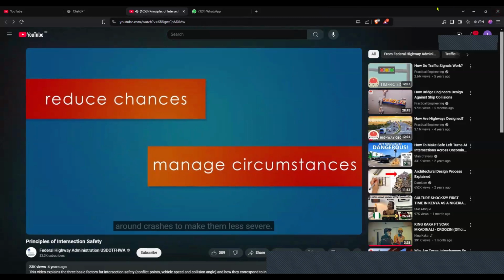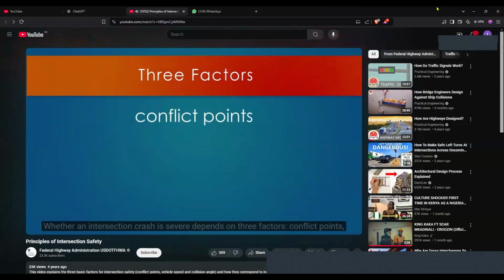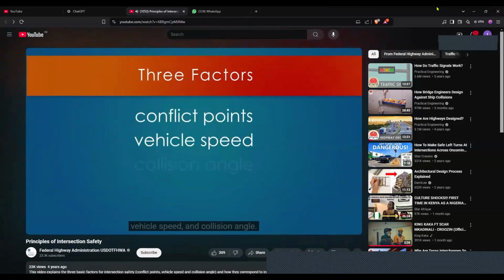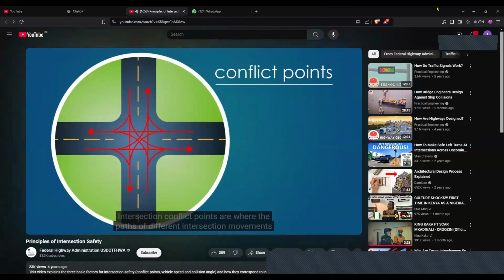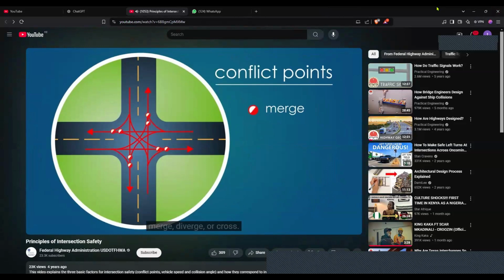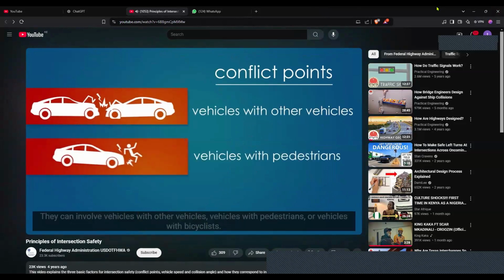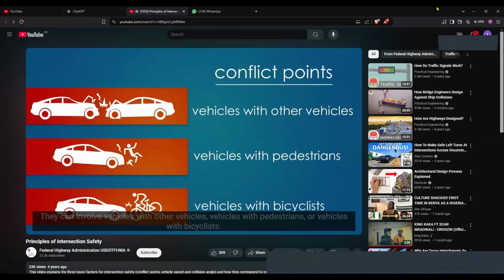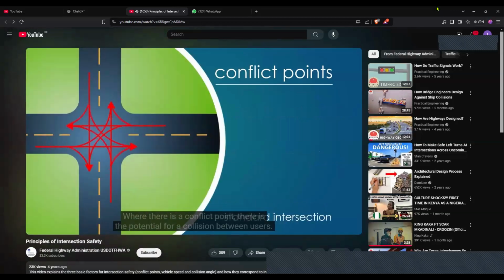less severe. Whether an intersection crash is severe depends on three factors: conflict points, vehicle speed, and collision angle. Intersection conflict points are where the paths of different intersection movements merge, diverge, or cross. They can involve vehicles with other vehicles, vehicles with pedestrians, or vehicles with bicyclists. Where there is a conflict point, there is the potential for a collision between users.